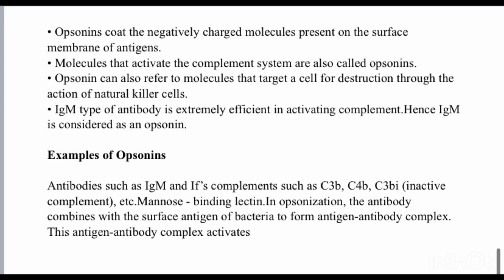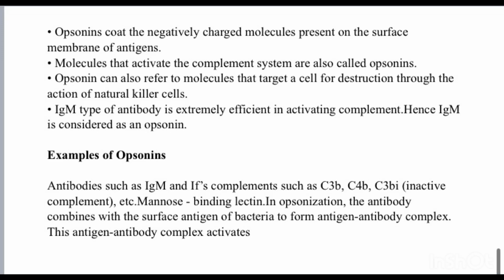Opsonins coat the negatively charged molecules present on the surface membrane of antigens. The molecules that activate the complement system are called opsonins. Opsonin can also refer to molecules that target a cell for destruction through the action of natural killer cells. IgM type of antibody is extremely efficient in activating complement. Hence, IgM is considered as an opsonin. Examples of opsonin: antibodies such as IgM, complements such as C3b, C4b, C3bi, etc. Mannose binding lectin in opsonization.